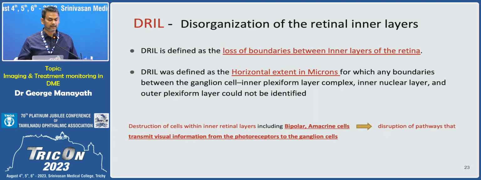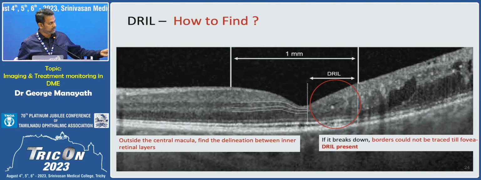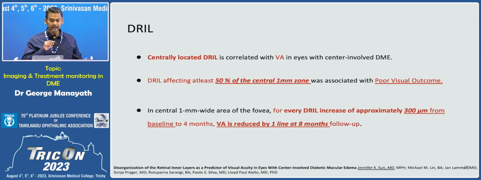Coming to another biomarker, that is DRIL, or disorganization of the inner retinal layers, as you can see here, within the central 1 millimeter zone. If there is a disruption of the inner retinal layers, as you compare to this side, it is not delineated here. This is called DRIL. Centrally located DRIL more than 50% within the central 1 millimeter zone is associated with poor visual outcome, and for every DRIL increase of 300 microns, you can expect a vision drop of 1 line after 8 months.